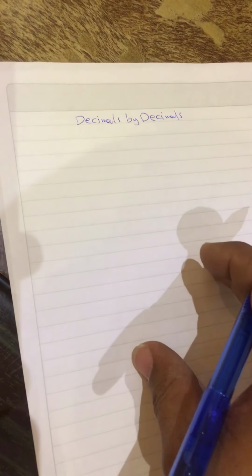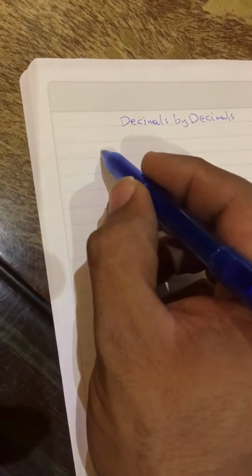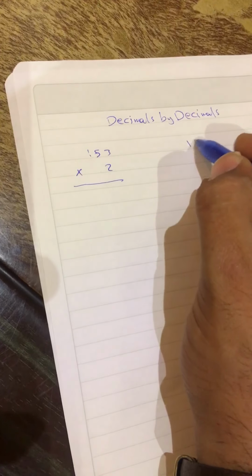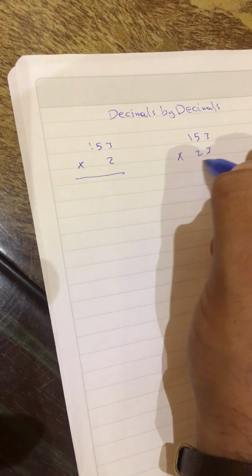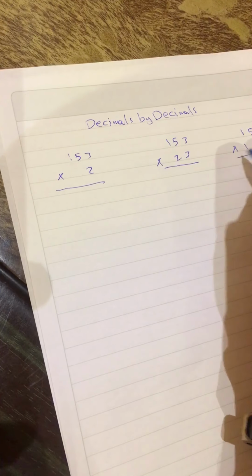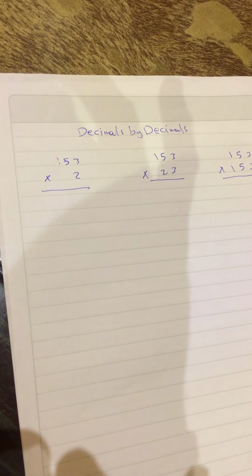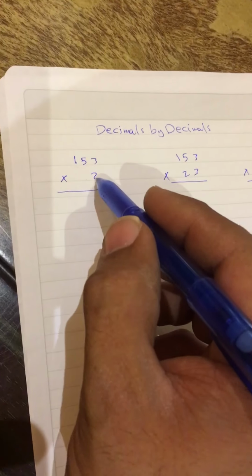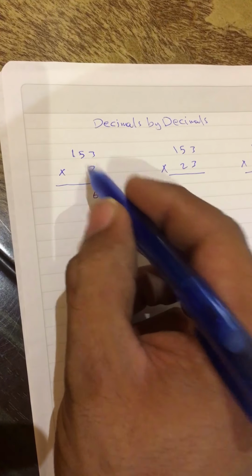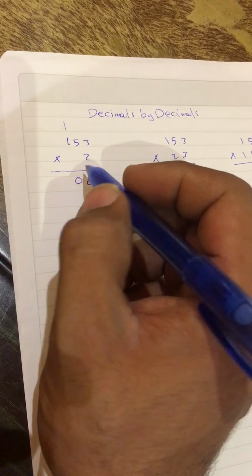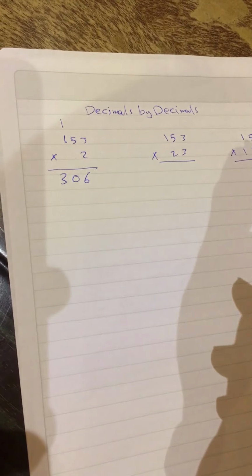So, I'm going to revise with you how to multiply a whole number by a whole number. For example, if I have 153 times 2, or 153 times 23, or 153 times 153. So here I am going to multiply 2 by 3 is 6, 2 by 5 is 10, 1's down and 10's up, 2 times 1 is 2 and 1, 3. So the answer is 306.